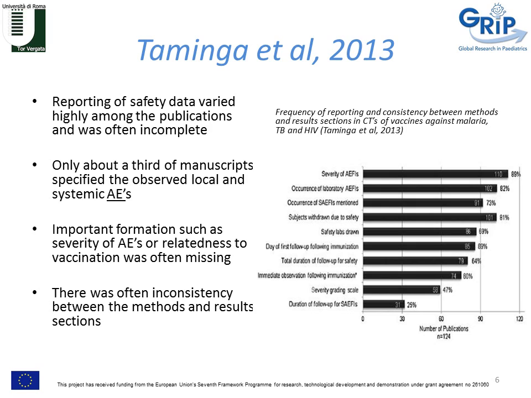There was often inconsistency between the methods and results sections. Frequency of reporting and consistency between methods and results sections in clinical trials of vaccines against malaria, HIV and TB, as you can see on this graph here on your right, by Tameng et al. in 2013, explains what I was trying to say with this text on the left.